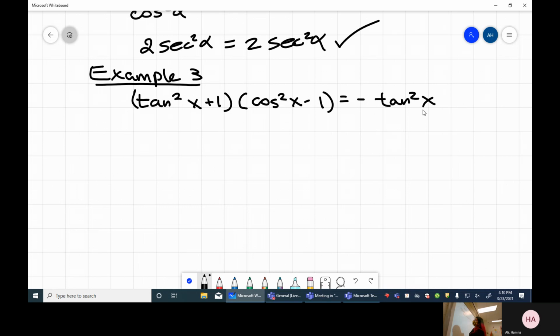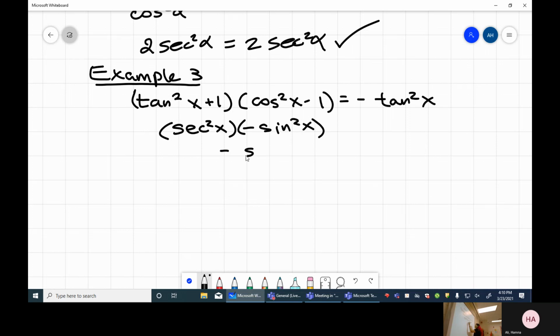So we have tangent squared x plus 1. That's a Pythagorean identity, so we can rewrite that as secant squared x. And then cosine squared x minus 1 also gives us information about a Pythagorean identity. It's just not in the most standard form. It's going to be minus sine squared x. From here, it's actually going to be pretty straightforward.